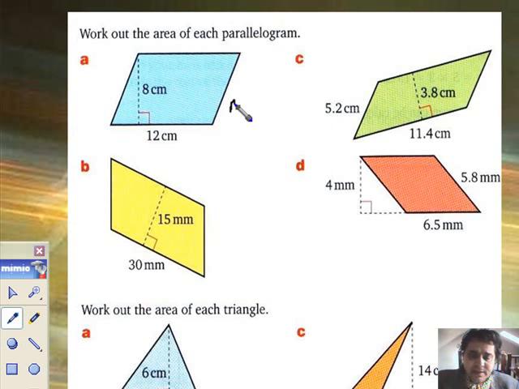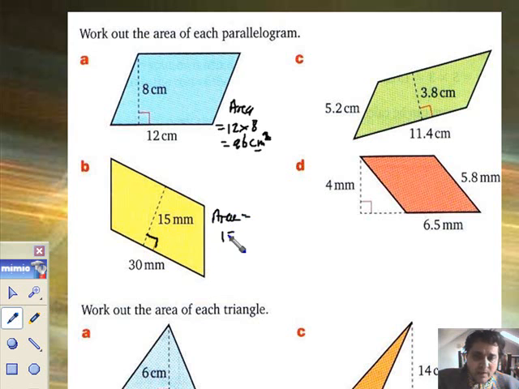So here's the area. It's going to be 12 by 8, and that's going to be 96 centimeters squared. Remember, square area, okay, two-dimensional. B, now I know it's written all slanted, but look, the vertical height, the perpendicular height, as you can see, it's at right angles to the base, so even though it's drawn all up in the air, it's still going to be like this. Look, 15 by 30, 3 15s are 45 with a 0 on it, so 450 millimeters square, because the original lengths are in millimeters. Right, so you've got to watch out for this.